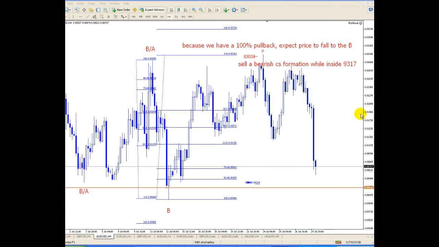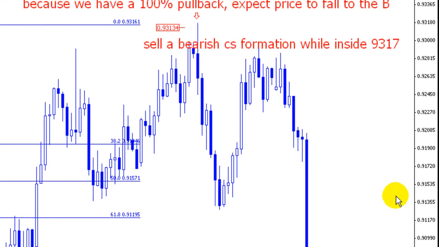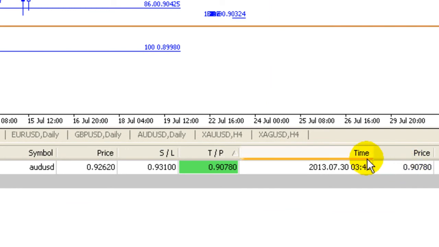Okay guys, we're back. It is the 30th of July, Tuesday morning at 10 minutes past 7 GMT. You can see on the Aussie chart here that we got limited out. You can see at 3:41 GMT we got limited out at 90.78. You can see we entered at 92.62. That's about 184 pips roughly that we made on that trade.